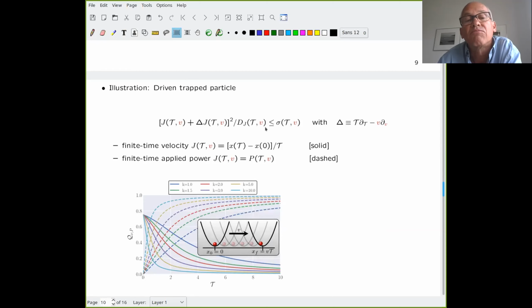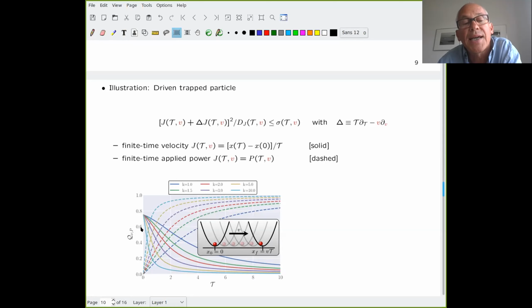And then we use this relation, and we can take any current. So we can do it for just the velocity, which basically means we measure the distance over which the particle has traveled divided by the time. This is the finite time velocity, and then we look at how that varies with time and with v. I'm now plotting the quality of this bound by plotting the ratio between the left-hand and the right-hand side. This is the quality factor.